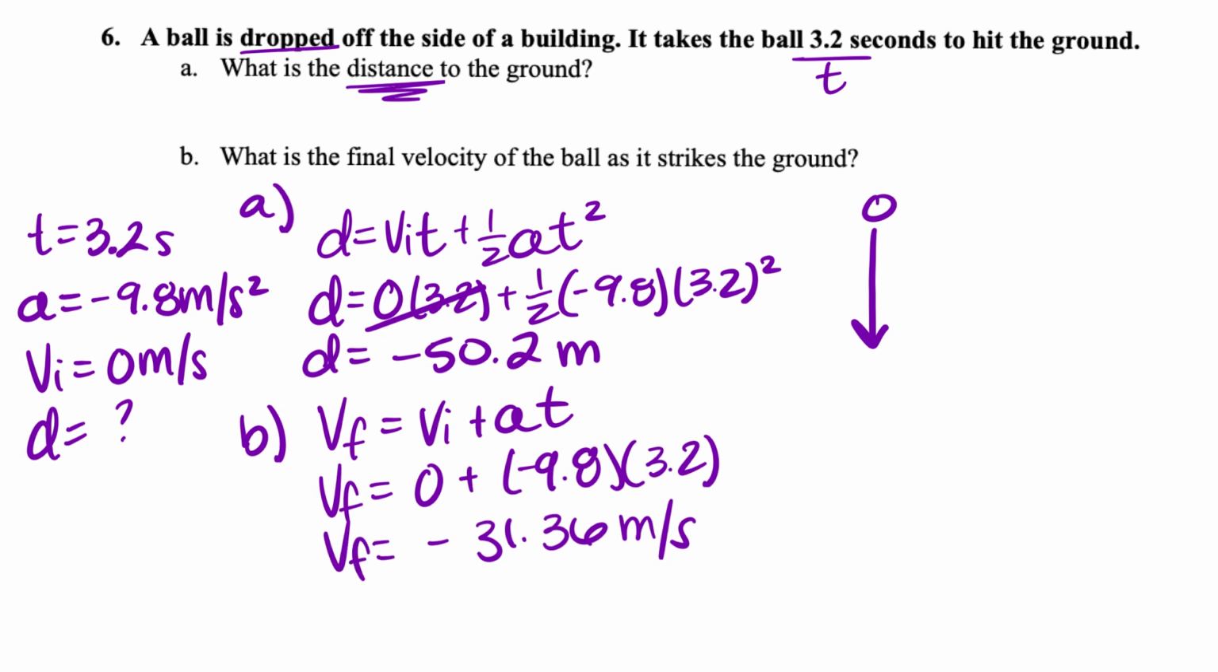And again, it's negative because this ball is going in the negative direction, and that's what that negative is there for. If you think about it, up here at the top where the ball is dropped, it's starting at 0, and it's going in the negative direction, and it's going to end up going 31.36 meters per second in that negative direction. So it's sped up quite a bit as it's fallen to the ground. But anyway, that is your answers for question 6 from your quiz 3 study guide.